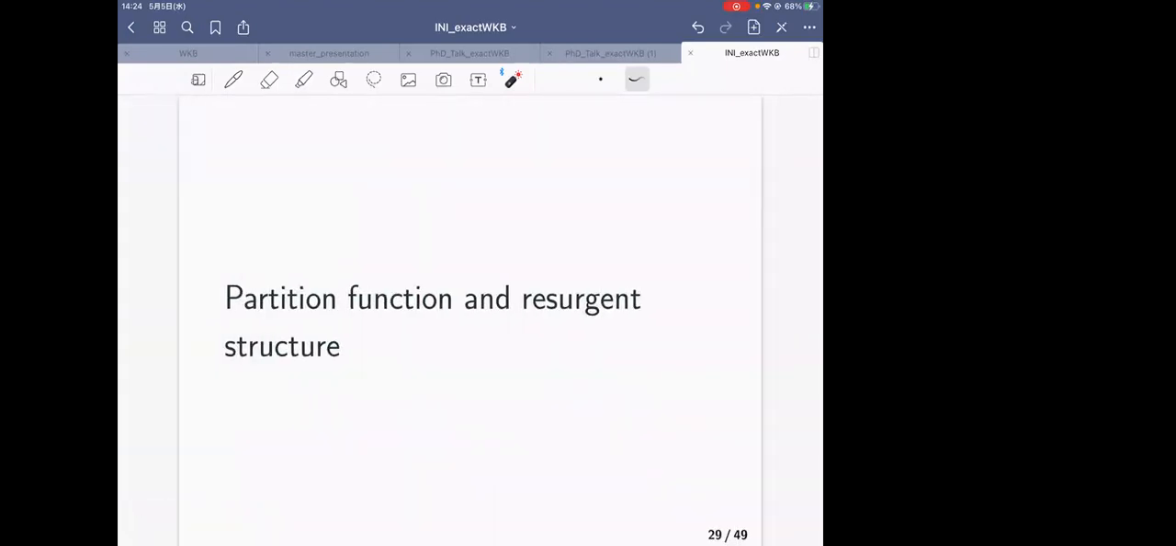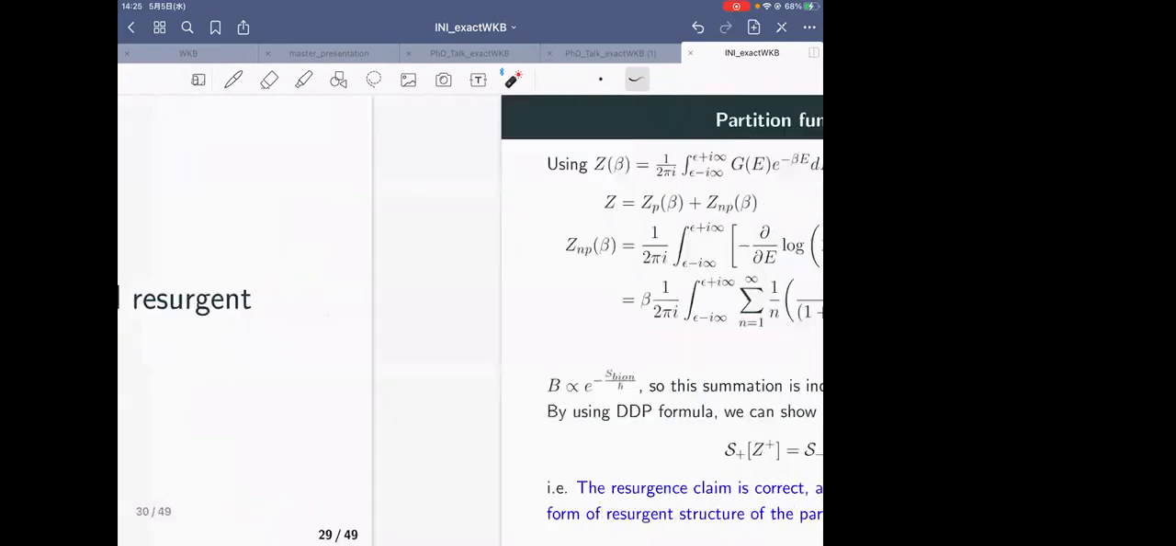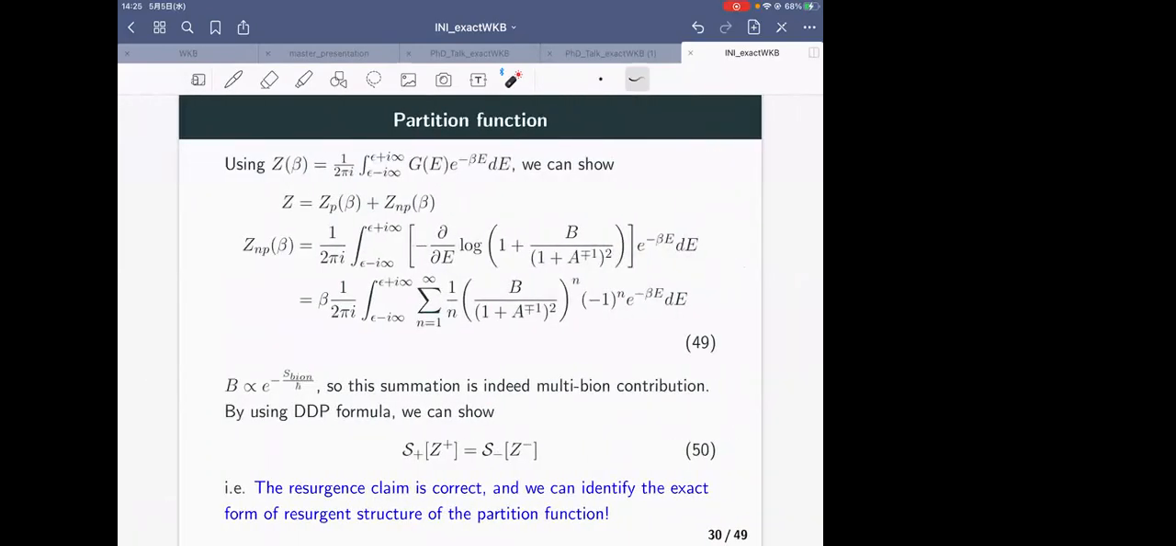Okay, after we obtain the Gutzwiller trace formula, from here we can calculate the partition function or the spectral density directly. Just consider the inverse Laplace transform of G, then we get this form. And actually this result is nothing but a trans-series, because this B is proportional to this quantity, I mean the instanton amplitude, and the summation. And this power corresponds to the multi-instanton contribution.